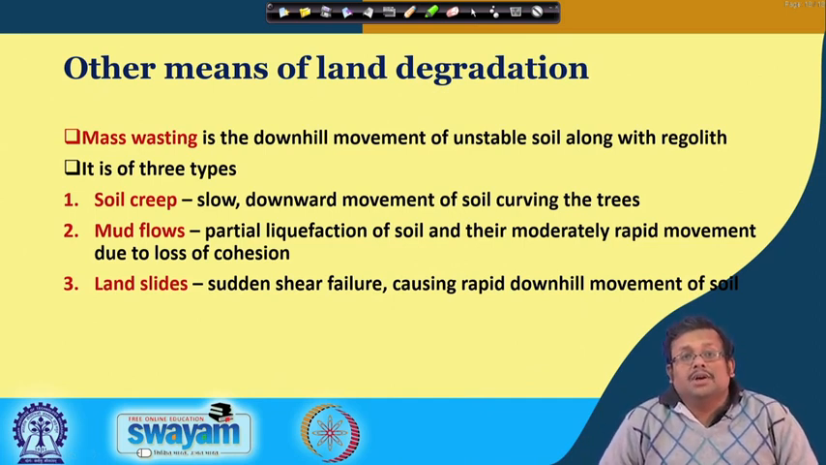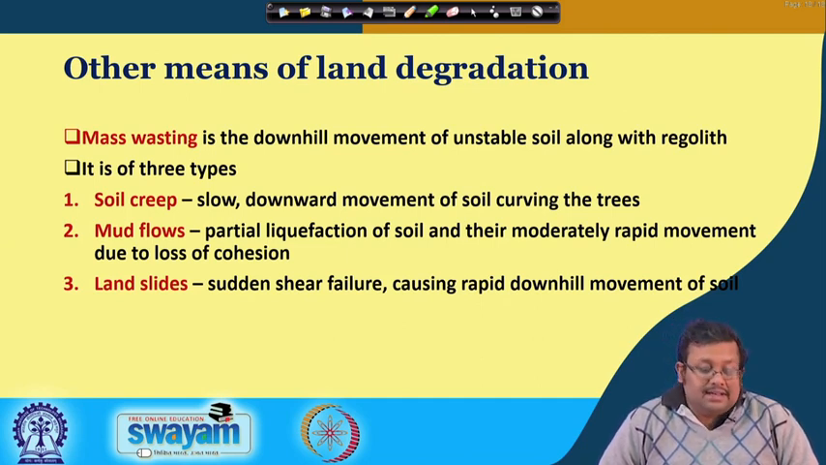What are the other means of soil land degradation? Obviously, mass wasting is another means of soil degradation, and it is basically the downhill movement of unstable soil along the regolith. It is of three types: soil creep, mud flow, and landslide. Soil creep is the slow downward movement of soil, causing trees to curve. Mud flows are partial liquefaction of soil and its moderately rapid movement due to loss of cohesion. Landslides are sudden shear failure causing rapid downhill movement of the soil.